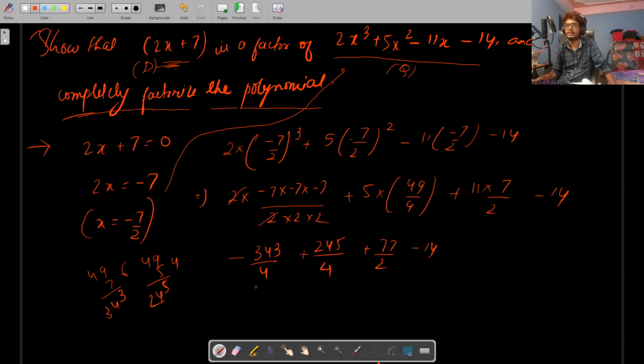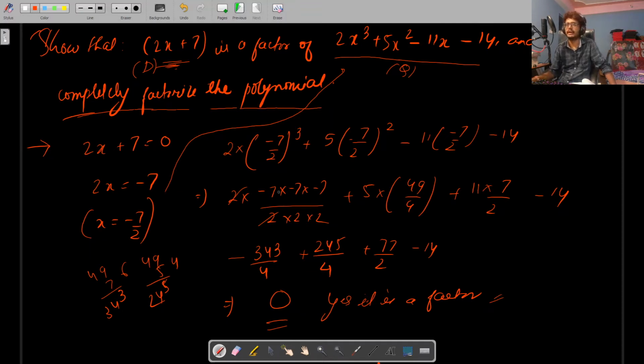So when you calculate this, when you add and subtract all these things, you'll get 0, which means that it is a factor. Yes, it is a factor. Show that it is a factor. So when you just take the LCM and subtract and add this, you'll get 0, right? So it is a factor. This is the first part of the question.